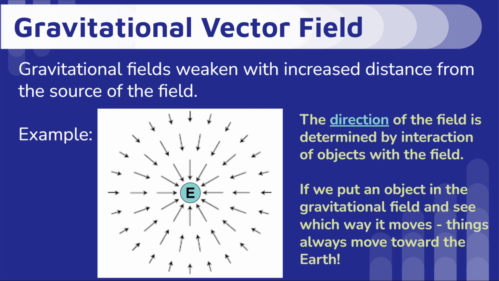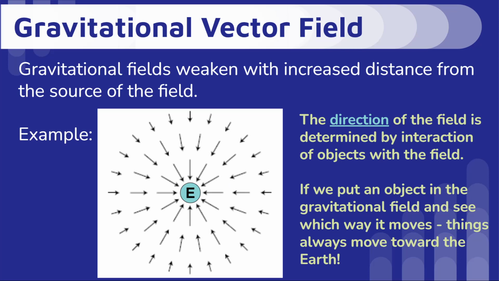But you'll notice when you look at this, gravitational fields weaken with increased distance from the source of the field. So here's Earth. All of these vectors are all pointing toward the center of the Earth, and they're all radial, so again, it's all symmetric. And they're longer when you're closer to the Earth, and as you move farther away, they get shorter. The direction of the field is determined by the interaction of objects with the field.